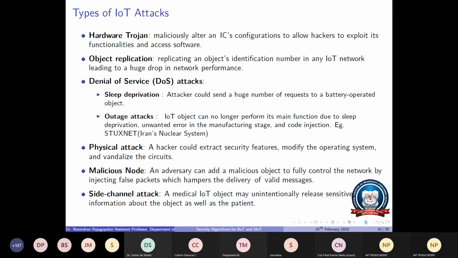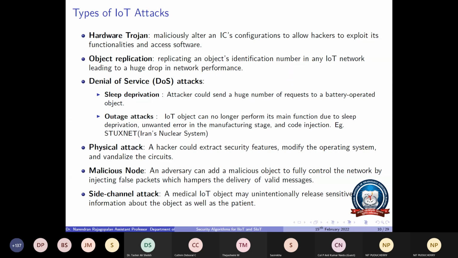Then you have the denial of service attack. This denial of service attack is something which is still being researched, because it is not pretty straightforward to understand and remove. First thing, what does this? There are two types.